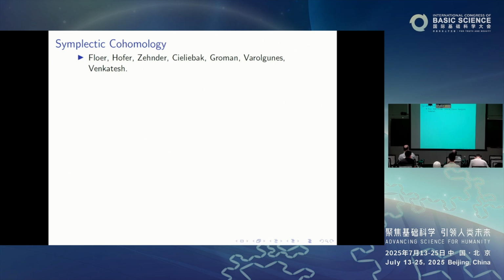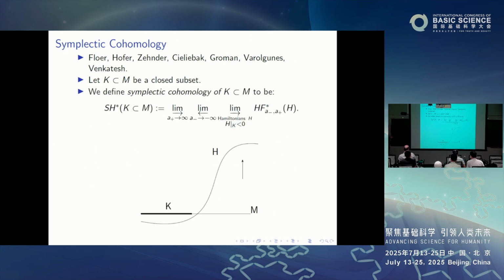So now I want to talk about symplectic cohomology, which was developed by Floer, Hofer, Zehnder, and Cieliebak, and then Joel Groman, Umut Varolgunes and Sara Venkatesh have a version which is closer to what I use. So this will be a group, an algebra, I associate to any closed subset of my symplectic manifold M. And this is the definition.